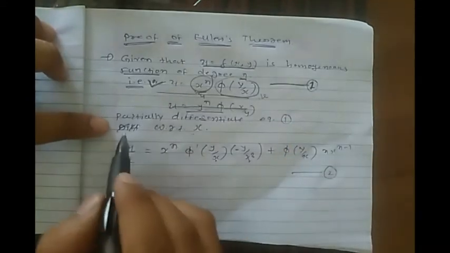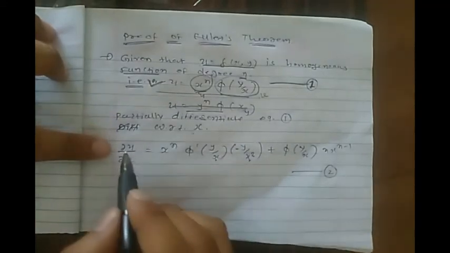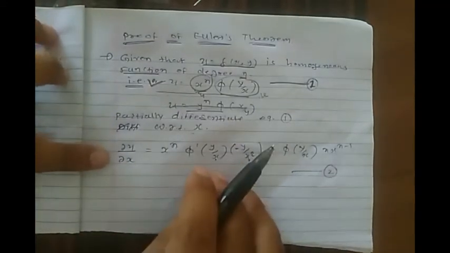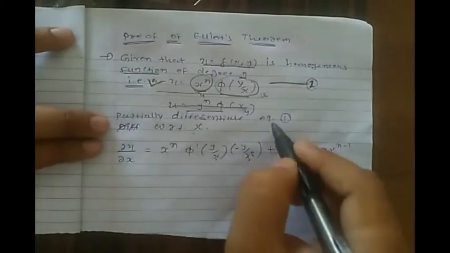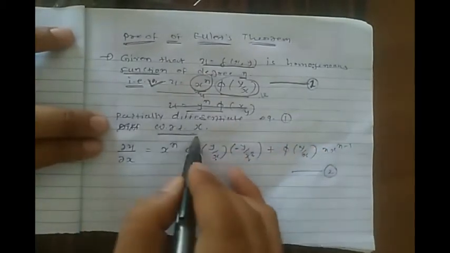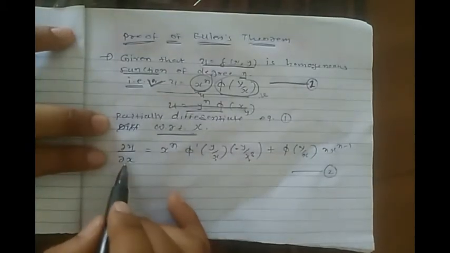Now I will partially differentiate equation 1 with respect to x and also with respect to y, and find del u by del x and del u by del y. First of all, let me take the partial derivative with respect to x. The other variable, that is y, is constant. So find del u by del x.